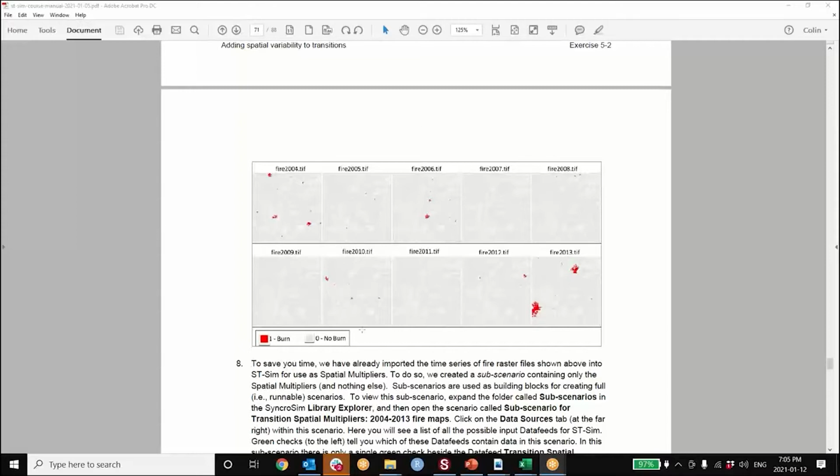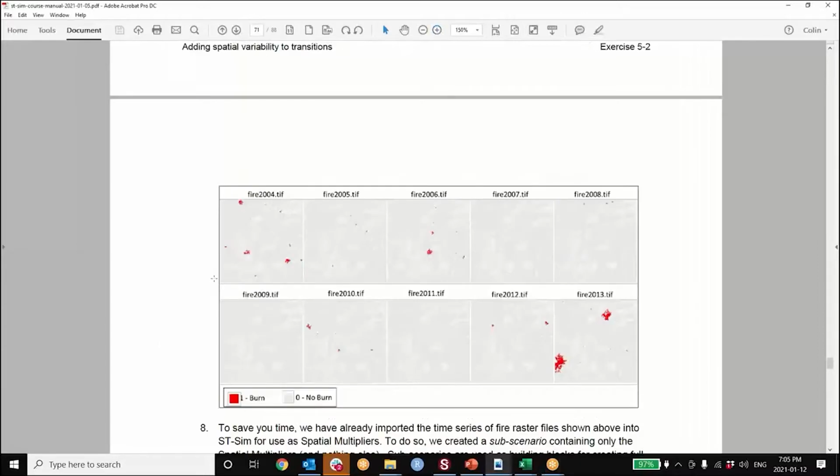So what you're going to do in this exercise is, now we're finally going to work with real spatial fire data. So this is the time series that you're going to be working with for that same landscape. So here's the actual fires.